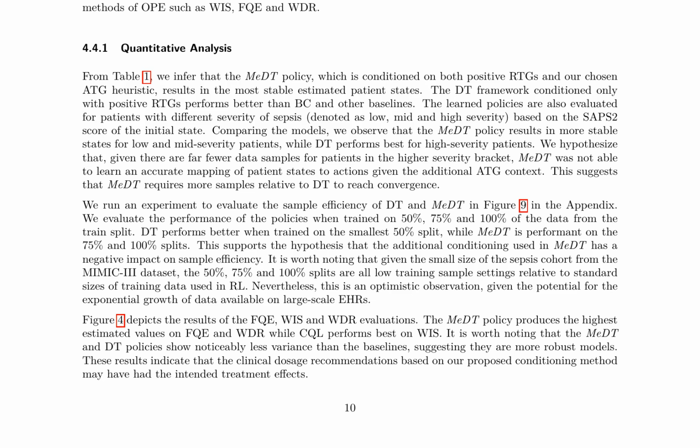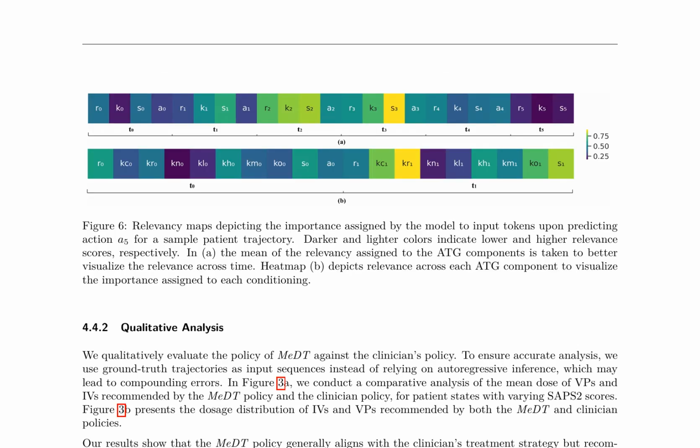and effective treatment recommendations. The relevancy maps in Figure 6 illustrate the importance assigned by the model to input tokens when predicting action A5 for a sample patient trajectory. Darker and lighter colors indicate lower and higher relevance scores, respectively. By taking the mean of the relevancy assigned to the ATG components, the heat map effectively visualizes the relevance across time, highlighting the importance assigned to each conditioning.